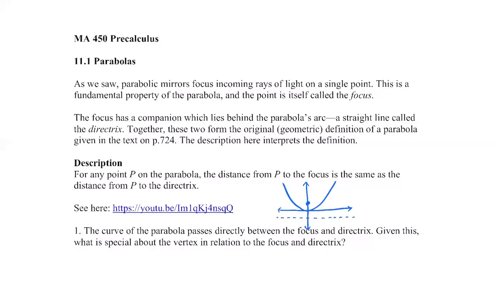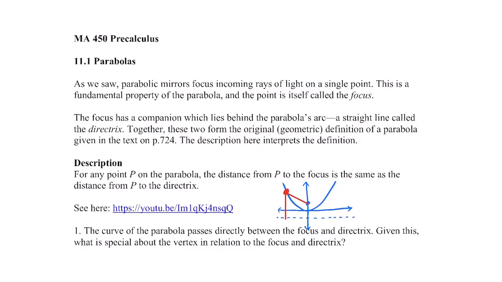The description here interprets the definition. Description. For any point P on the parabola, the distance from P to the focus is the same as the distance from P to the directrix. To see an animation of this and to see it traced across the full path of a parabola, click on the YouTube link here.